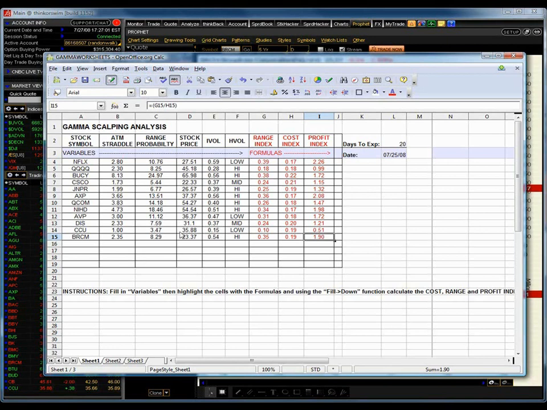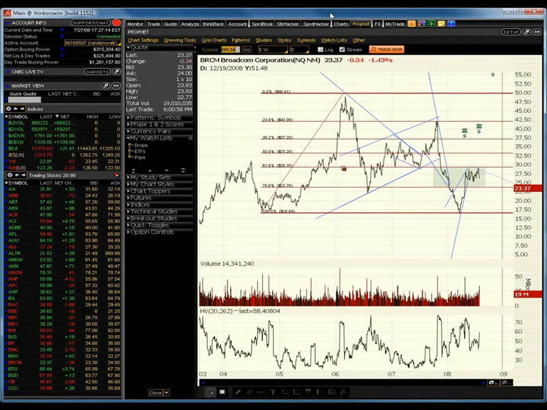And it looks like the reason for that extremely low profit index is because of the range. The range here is extremely low. Even though the at-the-money straddle is only $1, the range in which the Thinkorswim platform is predicting its movement is also extremely low.